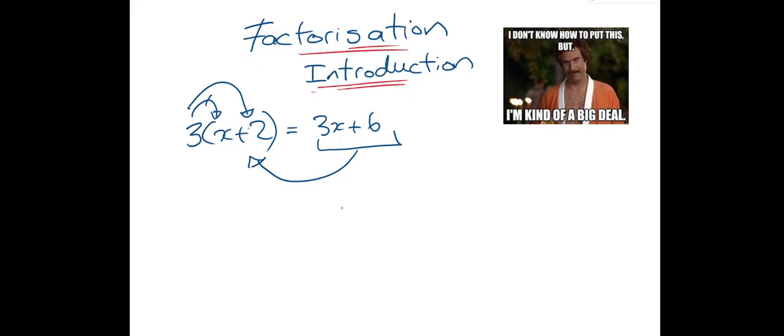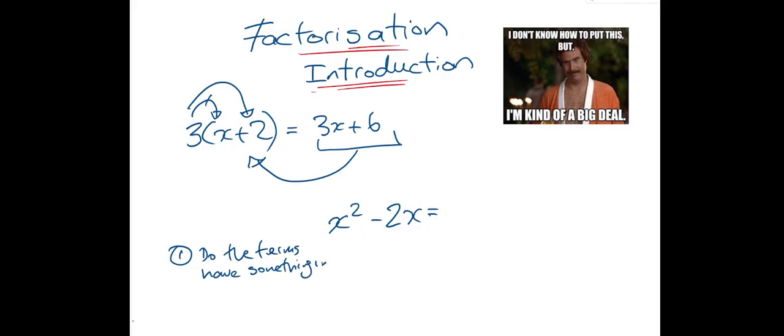Let's say we have x squared minus 2x, and I want to put that into brackets. So the first question I want to ask myself is, do the terms have something in common? Is there a variable? Is there a number? A common factor in there that is common to both of them?